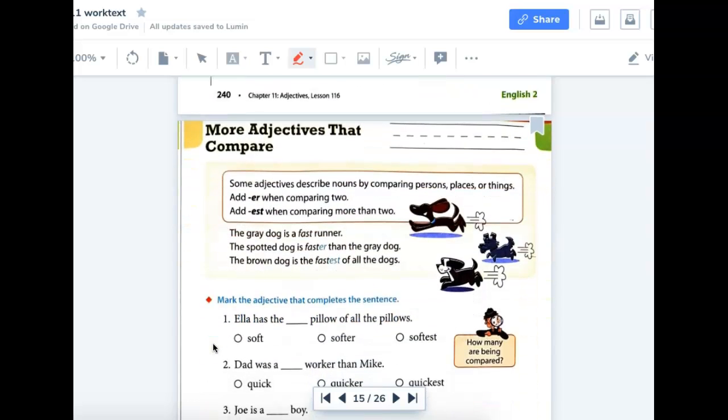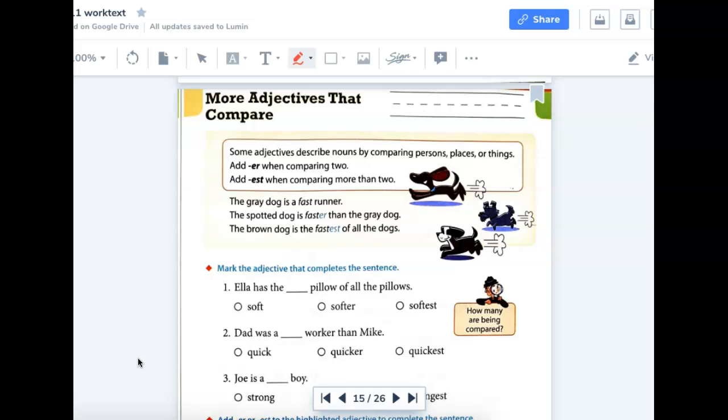Next week, we're going to continue learning about adjectives that compare. And that's it for today.